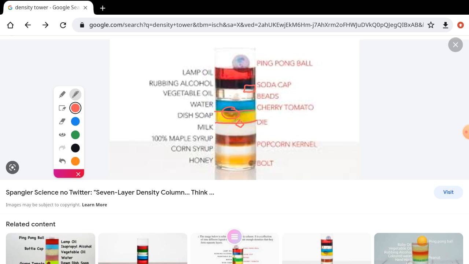The cherry tomato, I have it circled in red right here. The cherry tomato is less dense than what? Milk, I agree. What else, Addie? Dish soap, I agree, because it's floating right at the top of the dish soap. Addie J, you got something else? Maple syrup. Really, anything under it.